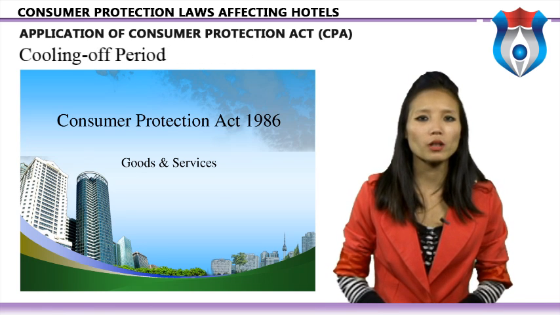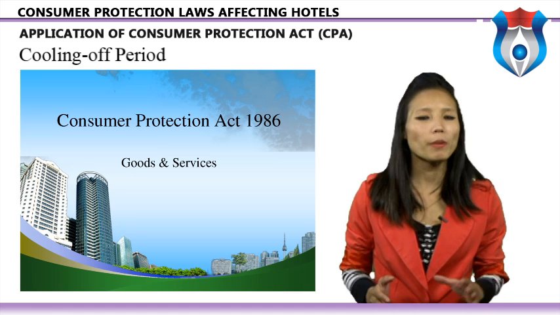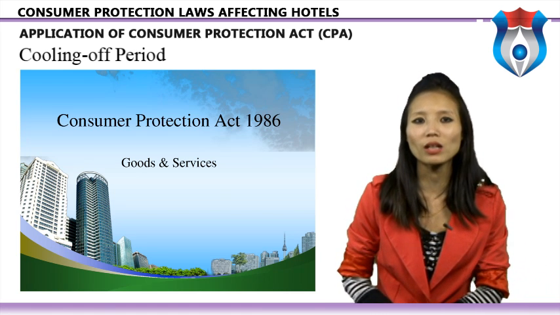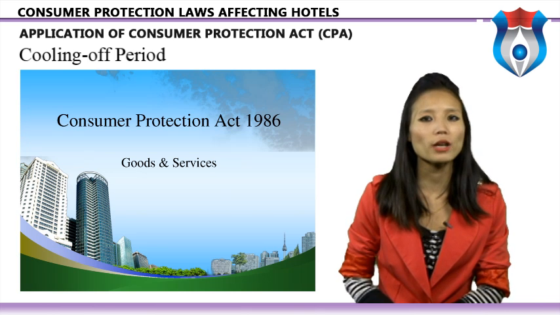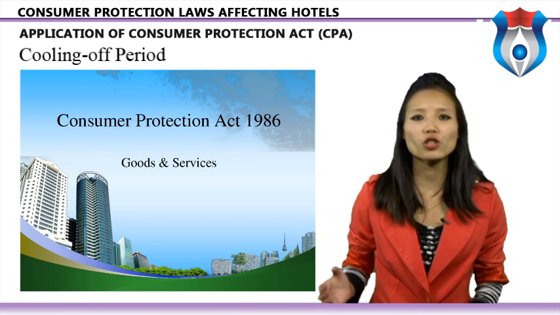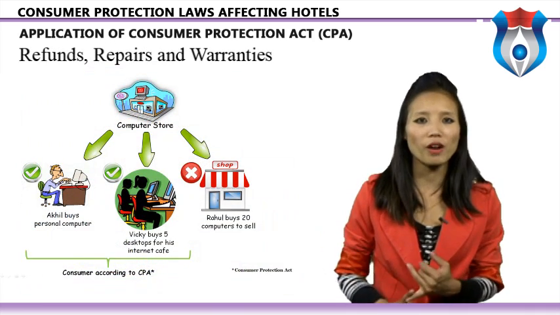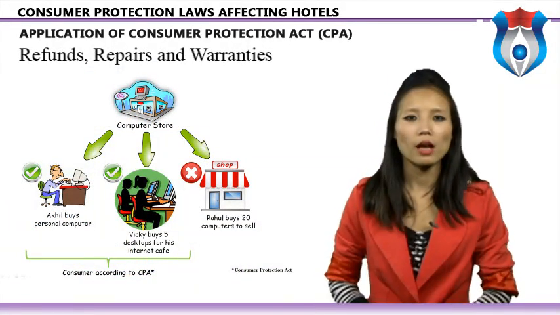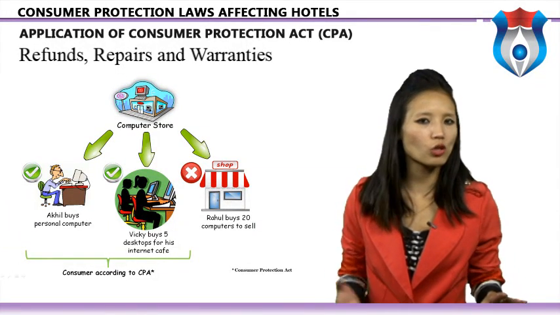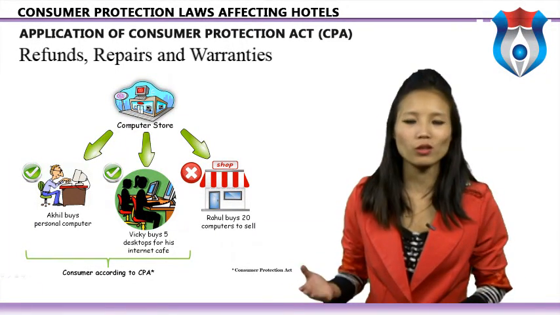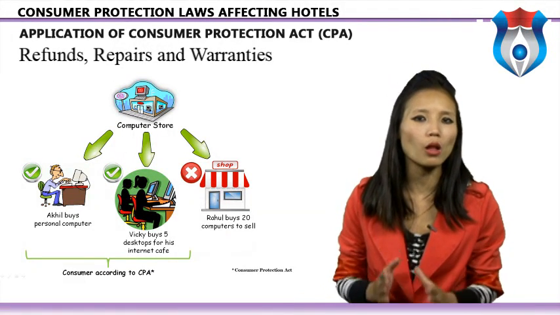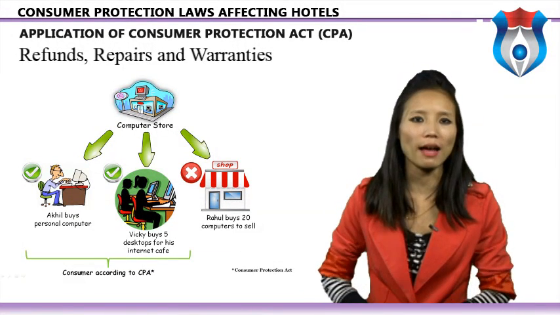Cooling off period. The good news for impulse buyers, but not for direct marketers, is that a consumer who buys something in a transaction that was not initiated by them has a 5-day cooling off period in which to return the item. Refunds, repairs and warranties. The Act creates what is known as implied warranty, which means that producers and distributors are expected to supply goods that meet the standards and general quality that is envisaged in the Act.